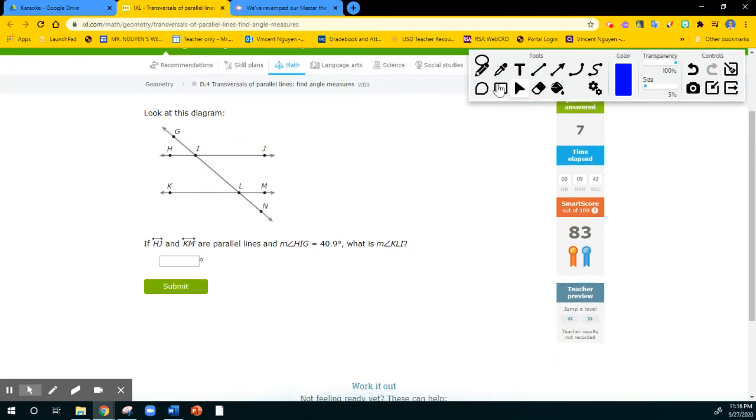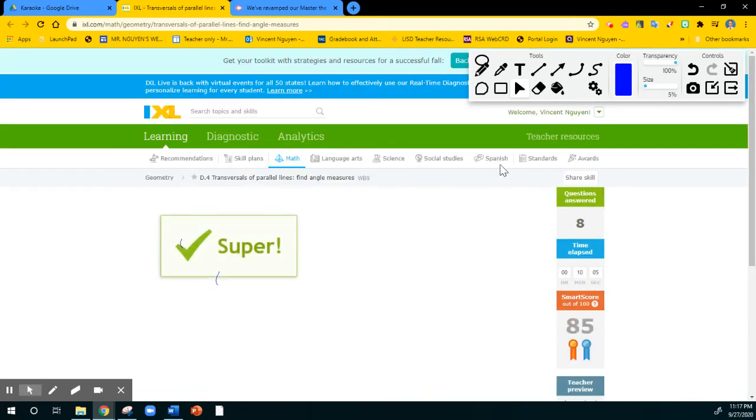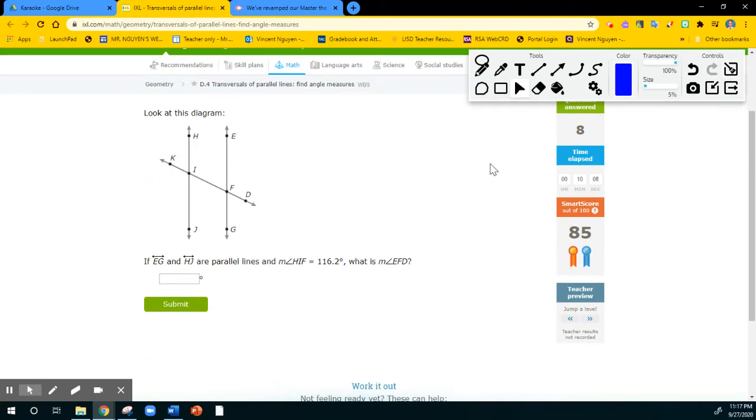Oh well. All right, let's do this one. KLI. So it's this angle right here. And then we have HIG. Are you kidding me? They're corresponding again. That's all you have? It's corresponding? Come on. I don't like this. Give us some other relationship, will you?